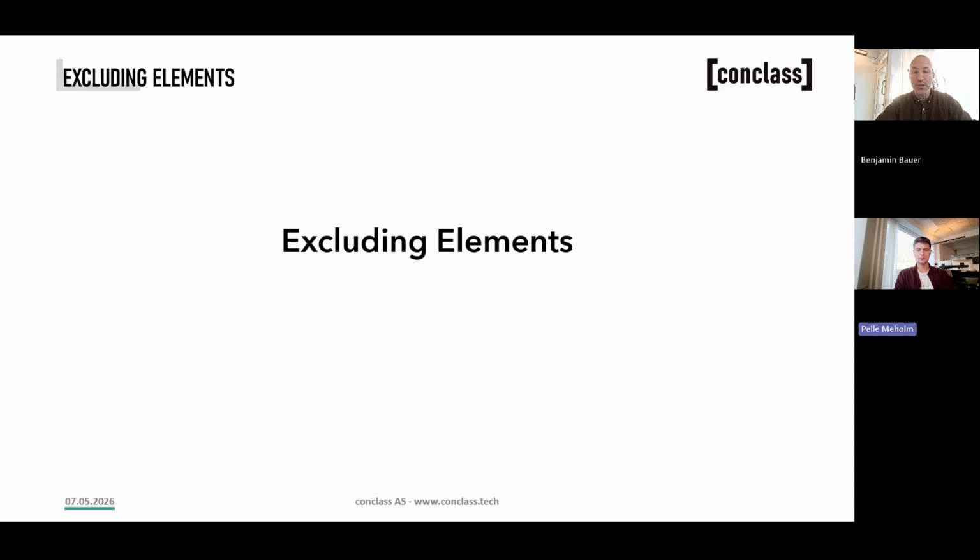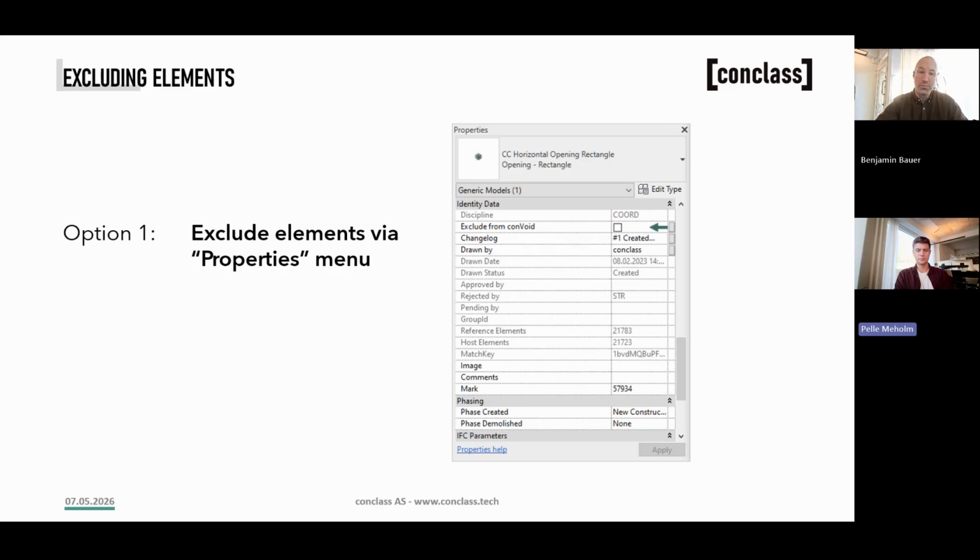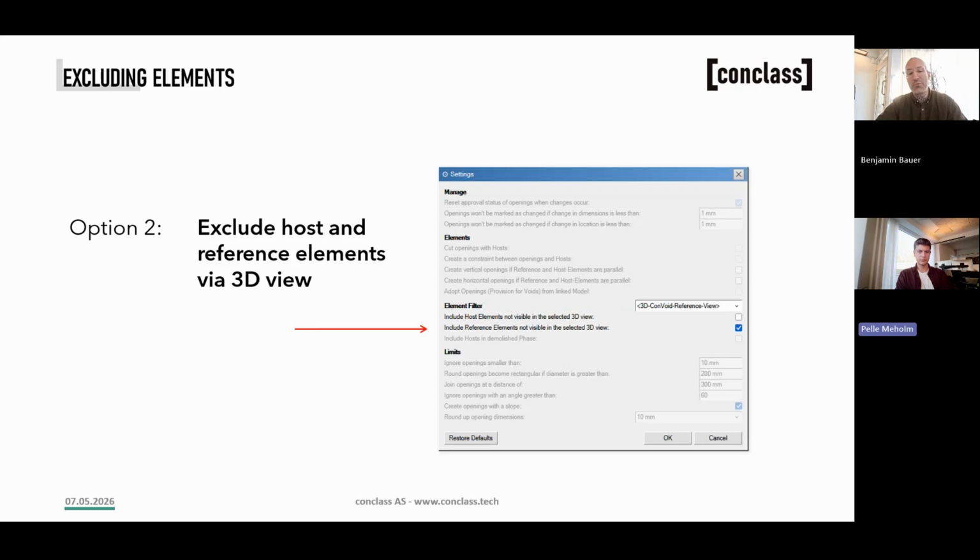Let's jump into excluding elements. So let's say you want to exclude certain elements from being used to create openings. You might want to exclude non-bearing structures, and you are running into challenges like a ConVoid run marks openings as deleted, or you're struggling with a limited selection of family types. You have one option to exclude elements via the Properties menu, and tick this box here, Exclude from ConVoid, or you can exclude host and reference elements via a 3D view.